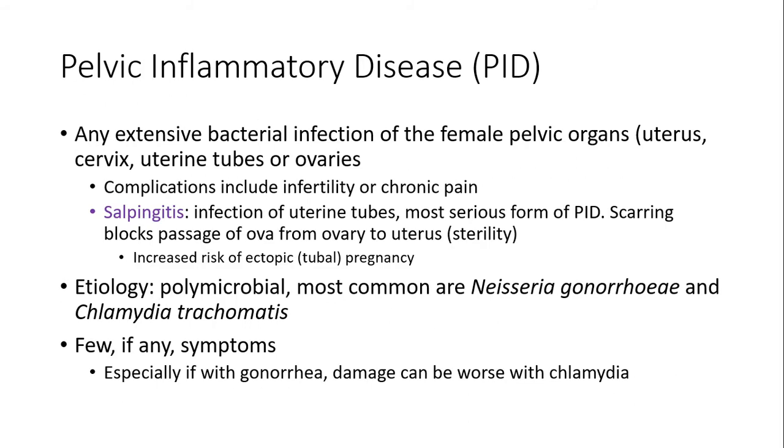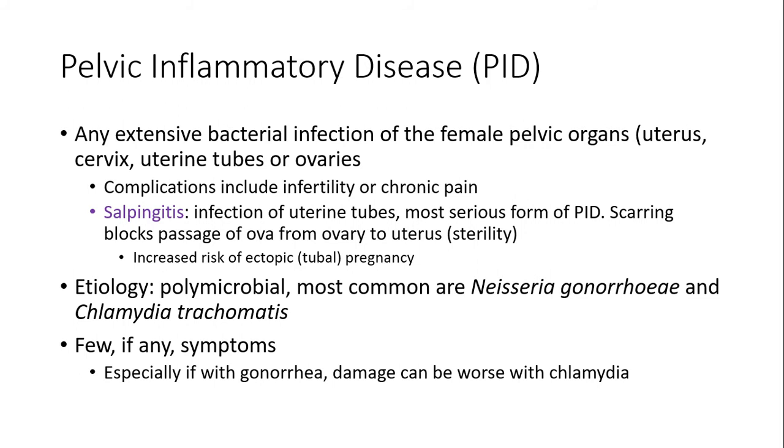Okay, now we're going to dig in a little deeper to that pelvic inflammatory disease, or PID. Really, this refers to any extensive bacterial infection of the female pelvic organs. This can include the uterus, the cervix, the uterine tubes, or the ovaries. Some complications from this include infertility as well as chronic pain. So even if you're not showing pain, you could be slowly becoming infertile, and that's not something you want to find out once you're ready to have kids.